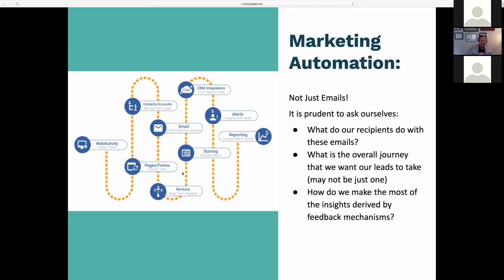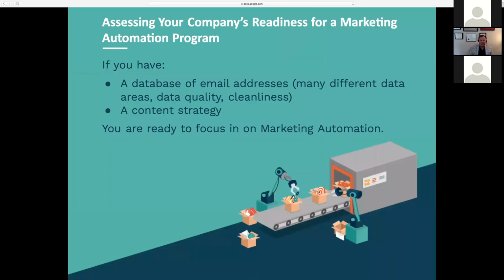And as I said, the other thing I think we need to think about is how can we make the most of the insight derived by these feedback mechanisms, right? How can we learn from all the amazing things that you can track with marketing automation and really make sure that that's bringing our water up overall, right? How can we keep having our water grow and our boats get higher and higher? So, I think those are the first steps that companies need to ask themselves at a theoretical level.